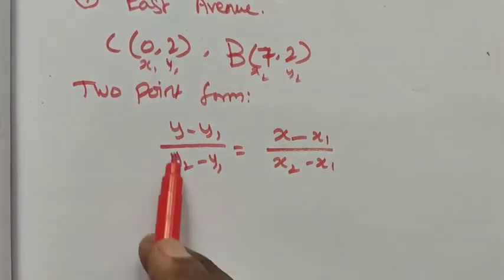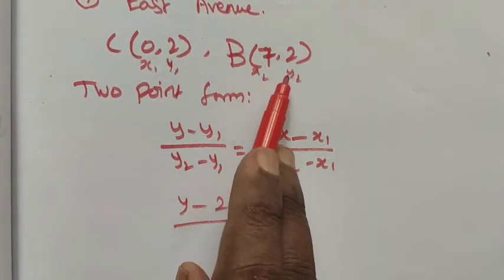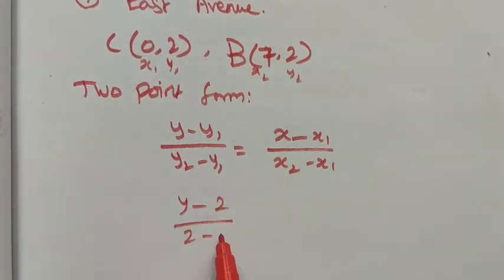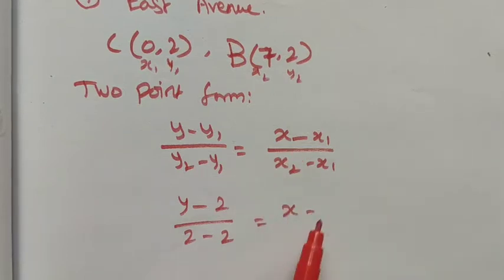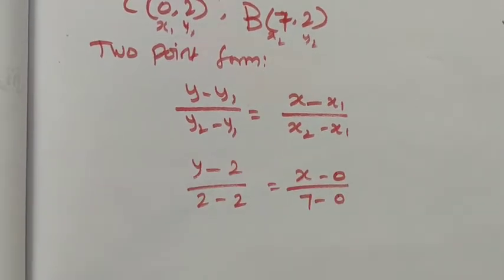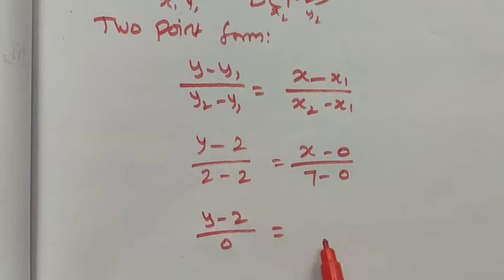See, y minus y1, what is y1? It is 2. Divided by y2 is 2 minus 2, is equal to x minus x1, which is 0, divided by x2, which is 7, minus 0, right? Then we get (y minus 2) divided by 0, since 2 minus 2 is 0, and then x divided by 7.